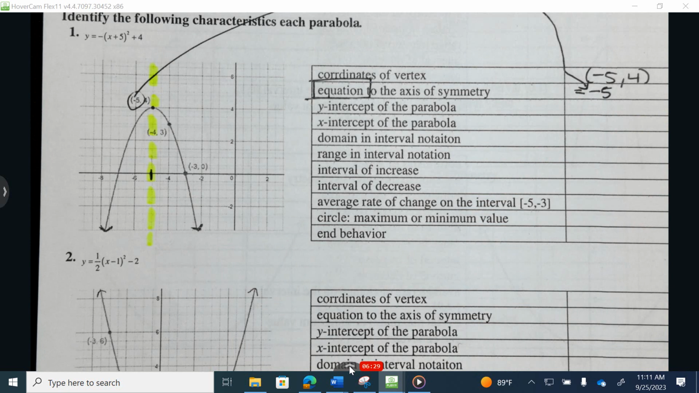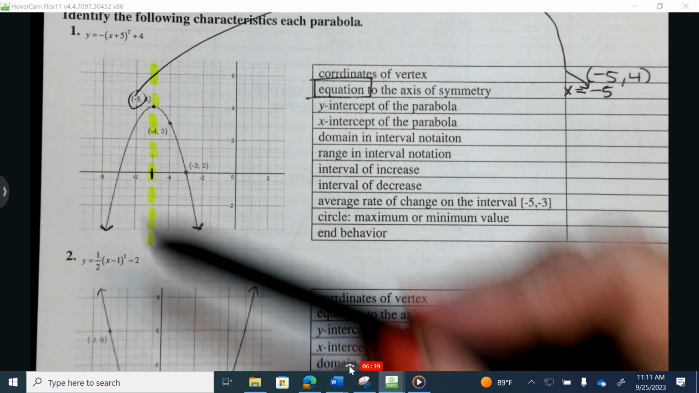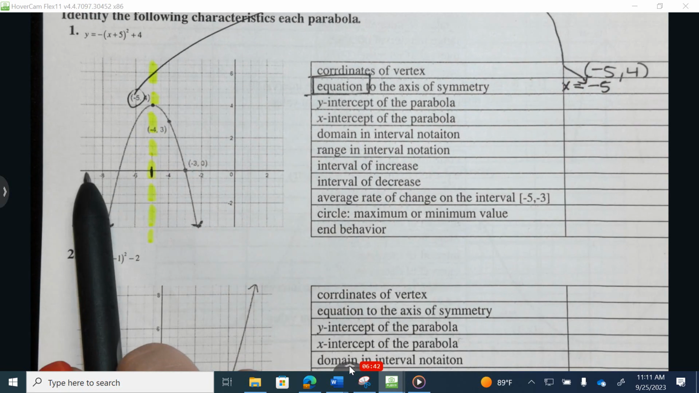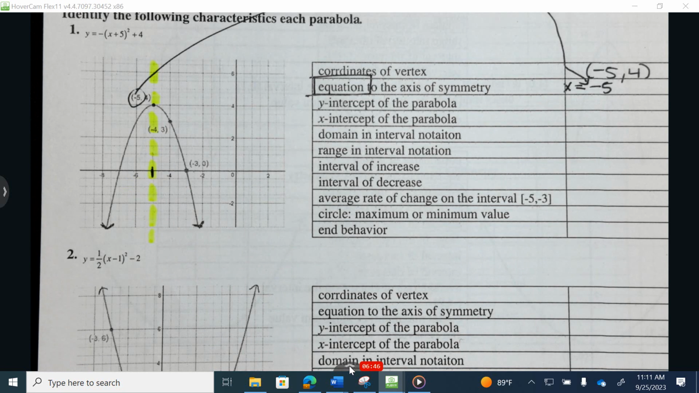And in front of that equal sign, we have to put a variable, an x or a y. For quadratic functions, it will always be an x. I don't want you to memorize that. I want you to understand it. This vertical line crosses the x-axis at a value of negative 5. Will it always do that? Yes, for quadratic functions, it will always be x equals a value.